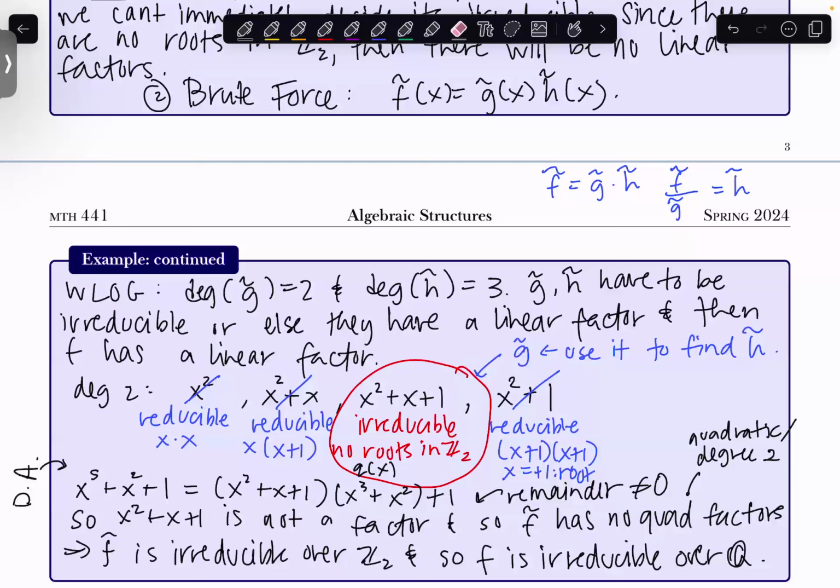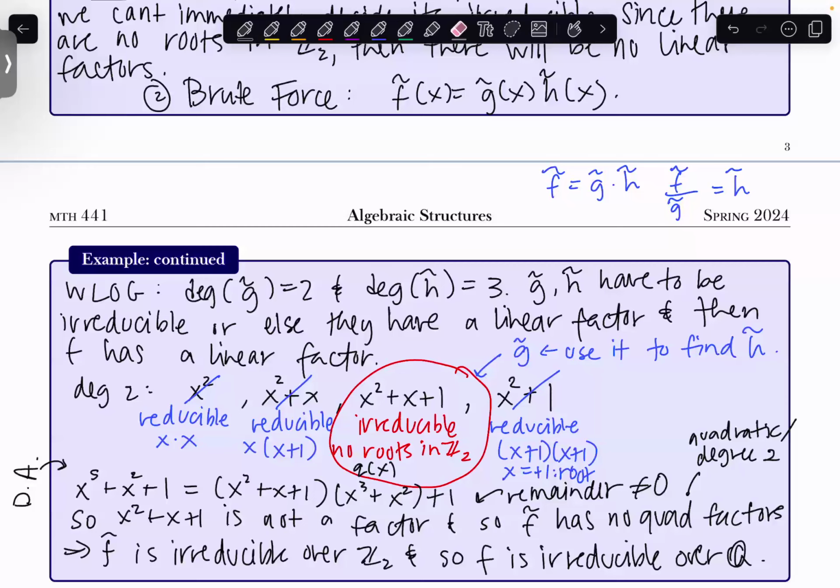And so now I check. If this is my only option, does it actually work? If it doesn't work, then it's going to be irreducible. If it works, then f tilde is reducible, and I can't say anything else. My theorem doesn't let me conclude anything if I show f tilde is reducible.